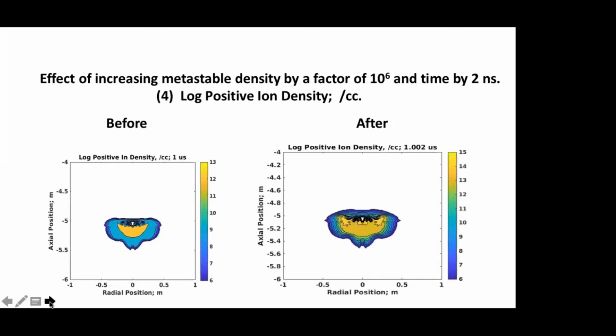Then positive ion densities are changed a bit, but not much, because electrons and metastables don't do much to positive ions.